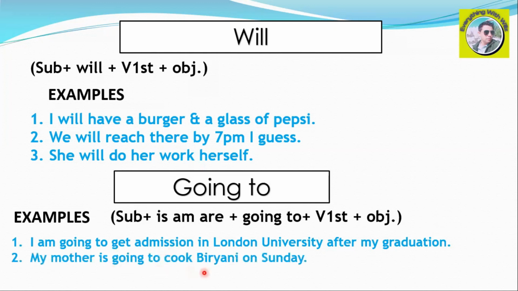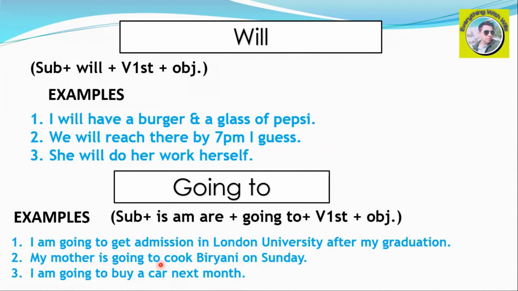My mother is going to cook biryani on Sunday. So this means my mother has already told me what she's going to cook on Sunday. So मेरी अम्मी Sunday को बिरयानी पकाएगी. She has already told me. Now, last example, I am going to buy a car next month. मैं अगले महीने एक कार खरीदूंगा. So I have already planned this. This is my pre-planned action that I'm going to do in the future.